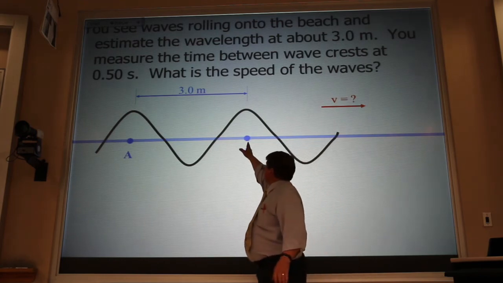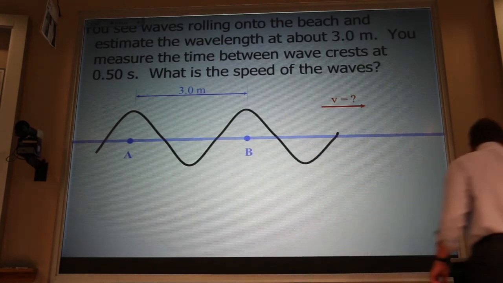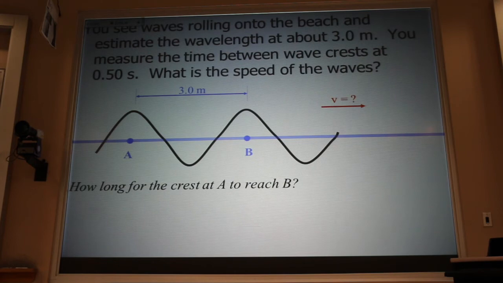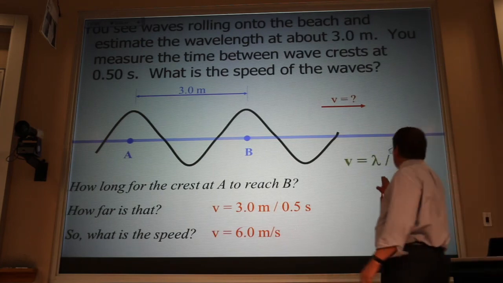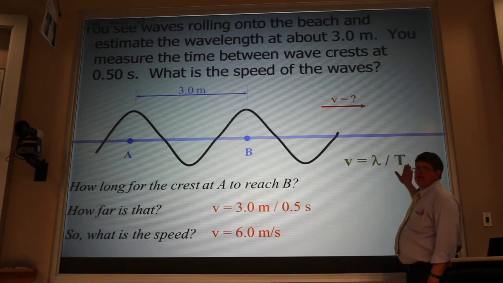So you just jumped up, and then the crest at A moves over and reaches you at B. How long is it going to take to get to you? Oh, we're told that's half a second. Okay, how far did it have to travel in that half second? Oh, 3 meters. So how fast is it going? That's not rocket science. It's going 3 meters in half a second. Well, that's 6 meters per second. What we just did is we took the wavelength and we divided by the period.